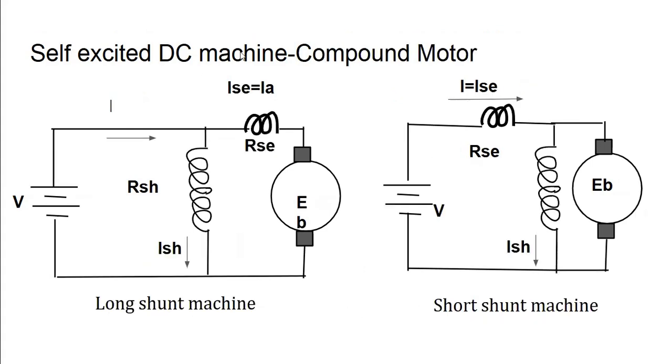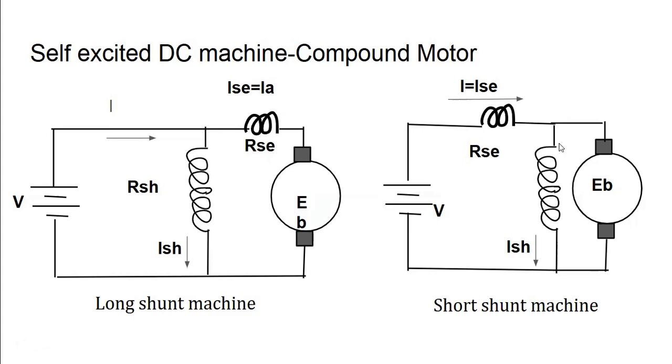Now we can see the compound motor, which is also one of the classifications of self-excited DC motor. So this is the long shunt compound motor, and this is the short shunt compound motor. In the long shunt compound motor, the shunt field winding will be connected in parallel with the series combination of the armature winding and the series field winding. That is, the armature winding and the series winding are connected in series first, and this series combination is connected in parallel with the shunt field winding. So this is the long shunt compound machine.